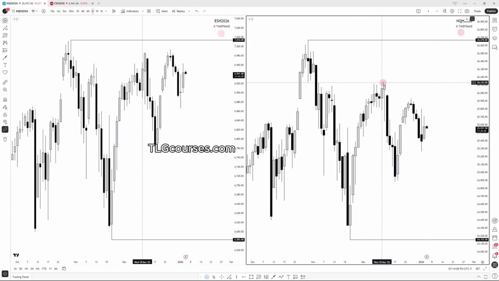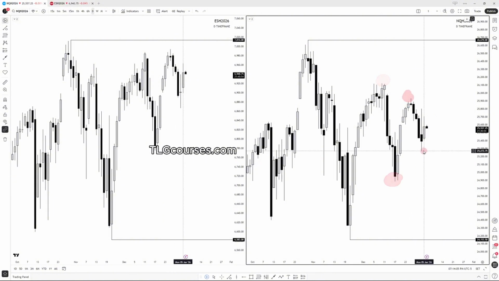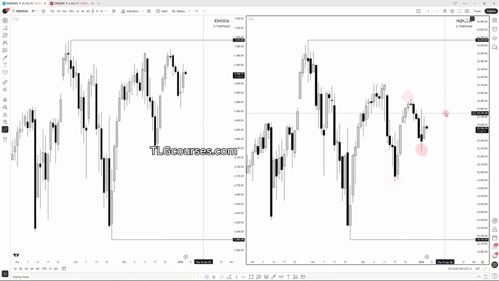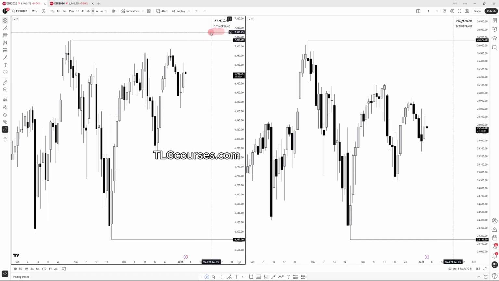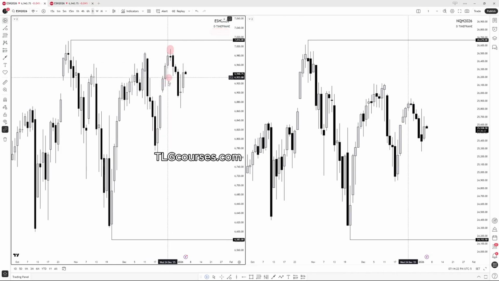And on the Nasdaq, we have this high here, this low, this high, and this low, right? All of these are the important liquidity pools. So how do you know when a liquidity pool is important? Well, number one, higher time frame chart. And number two, it's an old swing point that's been left out in time, right?